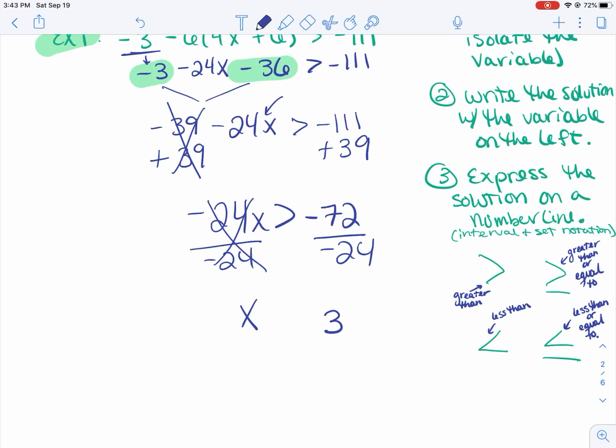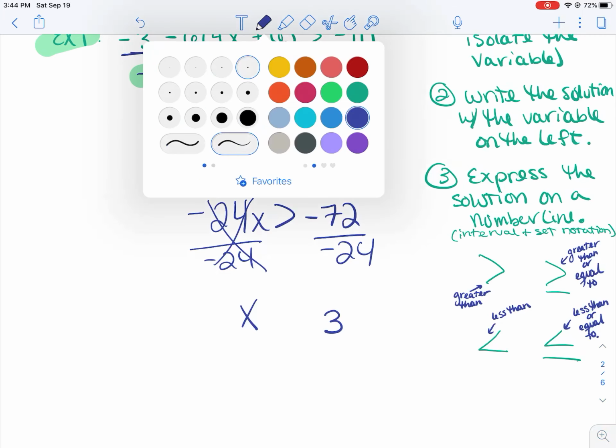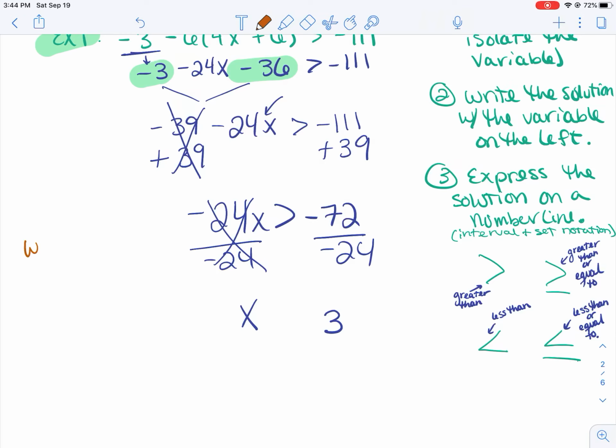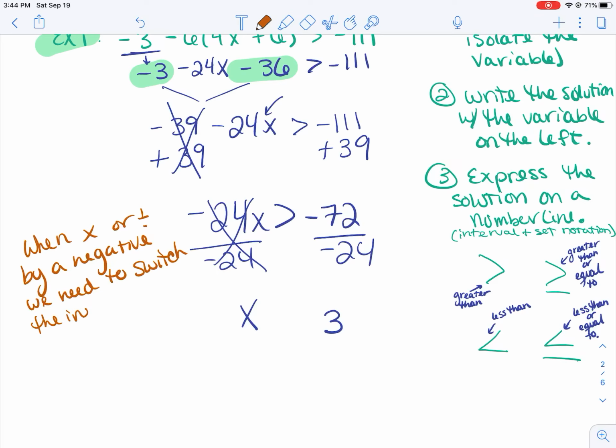And before I write that inequality sign, I want us to remember one key rule. When we multiply or divide by a negative, we need to switch the inequality sign. All right. And that's because a negative sign really means opposite, okay? So when you're making something opposite, we have to make the whole sentence opposite. We have to change all of its parts.